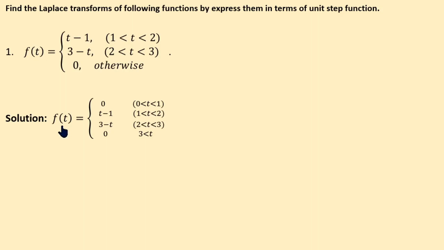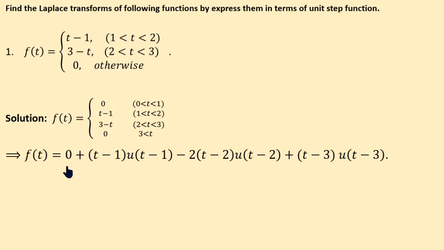Therefore, we can express this f of t in terms of unit step functions such that first function, that is 0, plus second function minus first function, t minus 1 minus 0, that is t minus 1, into the unit step function u of t minus a. Here a is 1, common to the first and second, so u of t minus 1. Then plus third function minus second function, that means 3 minus t minus (t minus 1). That means 3 minus t plus 1. So 3 plus 1 is 4, minus t minus t is minus 2t. Take minus t outside.